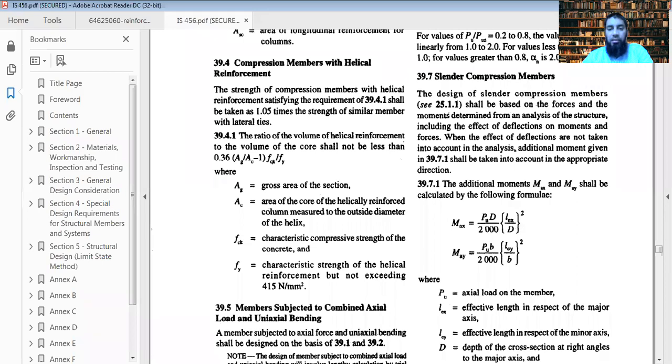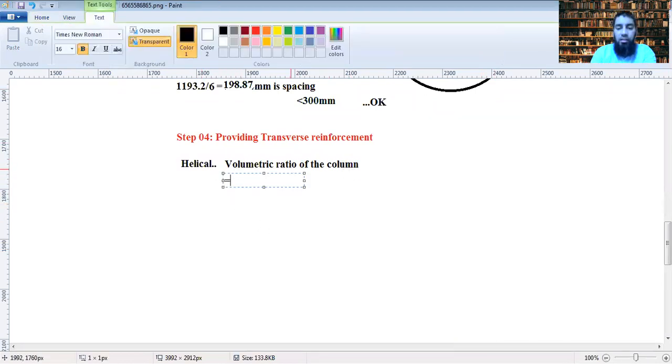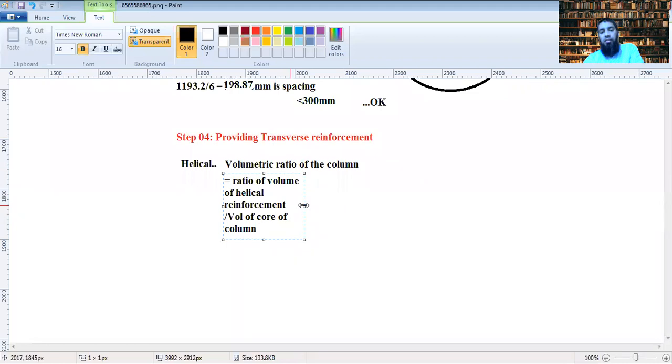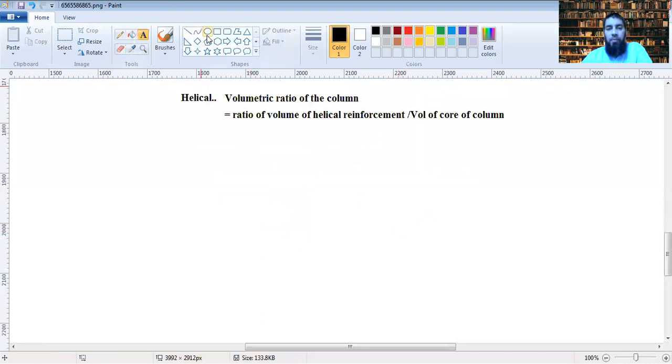Now how do we calculate that? The volumetric ratio is the ratio of the volume of helical reinforcement to the volume of core of column. This is a ratio between these. Now you have a helical reinforcement, for example, like this.